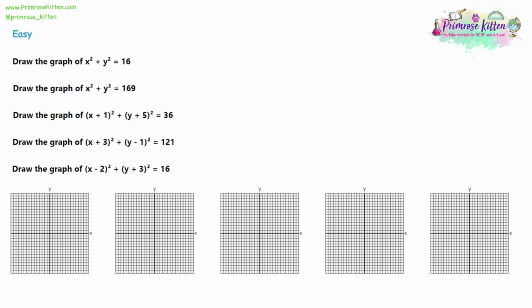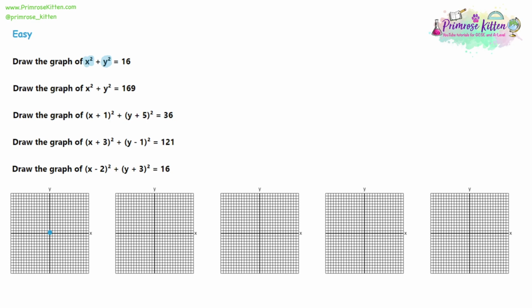So the first thing, the centre of the circle: if the circle equation is in the format of x squared and y squared, that means the centre of the circle is at 0, 0. So I'm just drawing a blue dot at 0, 0. That's where the centre of the circle is going to be.